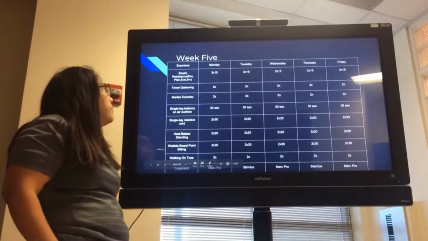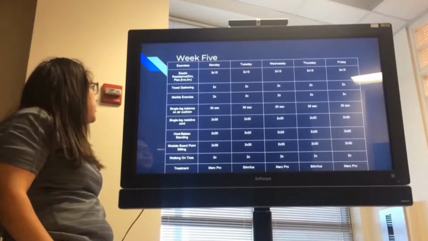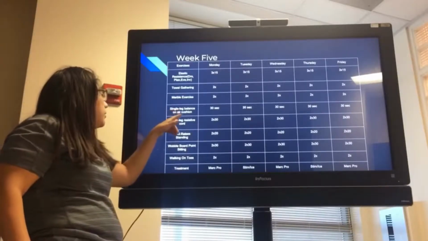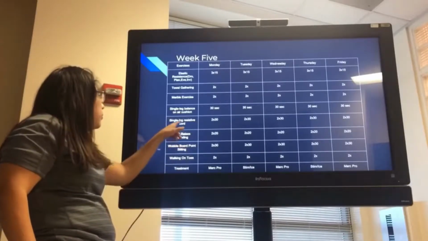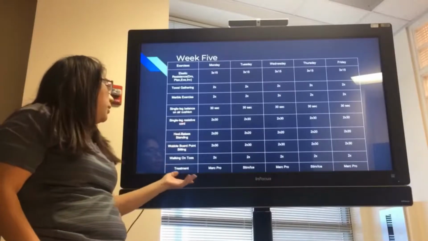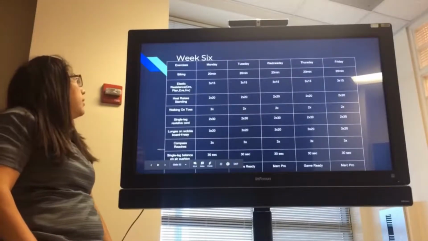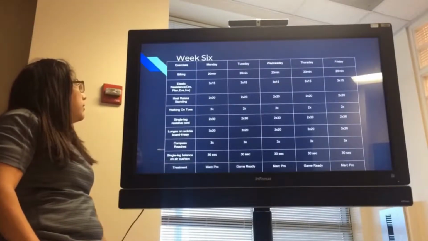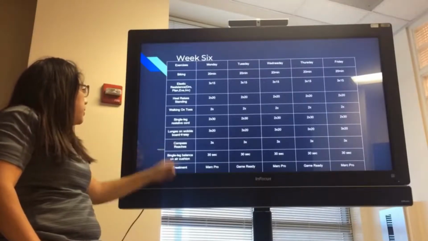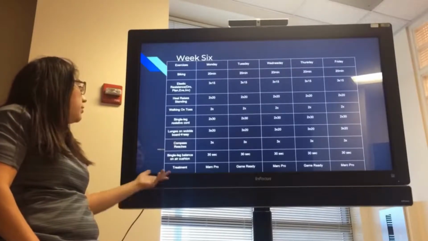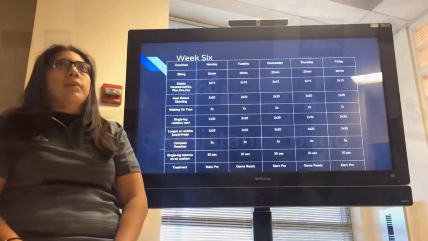And for week 5, the intensity will go up a little bit with different exercises, like single leg balance on air cushion, wobble board, pointed sitting, single leg resistance cord, and the treatment would be Mark Pro and Stimulize. And in week 6, we'll enter the process of biking and some compass reaches, single leg balance, and the treatment will be Game Ready and Mark Pro. I will continue into more detail on those rehab exercises.